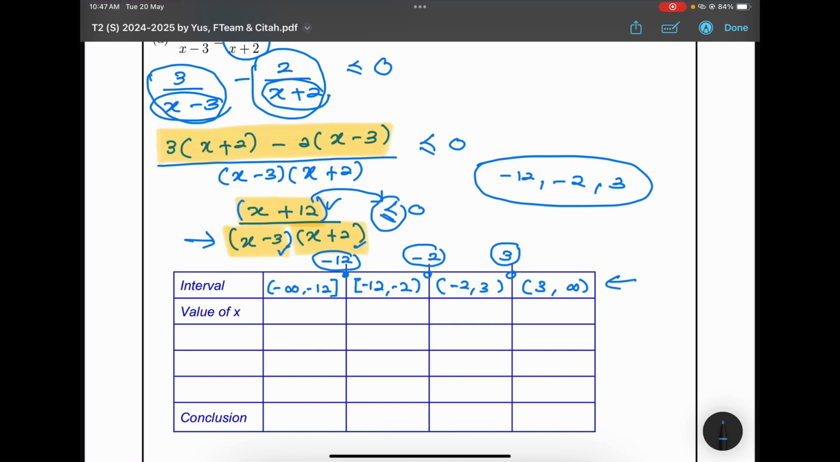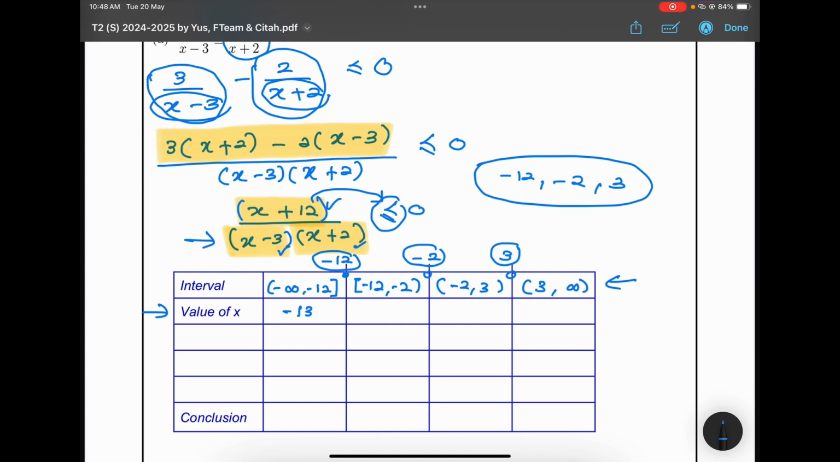Okay, selepas itu, for value of x, you need to choose any values from your interval, any value of x from each of the interval lah. Okay, tak perlu ambil yang terlalu jauh. Just ambil yang paling dekat sahaja. So, for example, the first value of x adalah untuk interval negative 12 ke negative infinity kan. So, you choose lah yang the smaller one. Tak perlu pun ambil jauh-jauh negative 100 ke apa, tak perlu. Just ambil yang the nearest to negative 12.